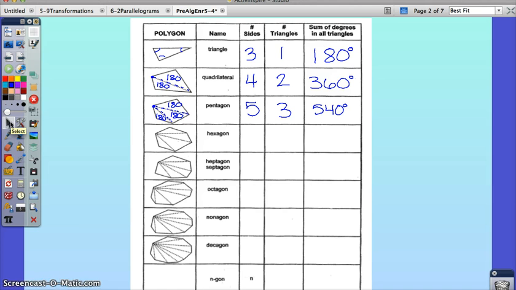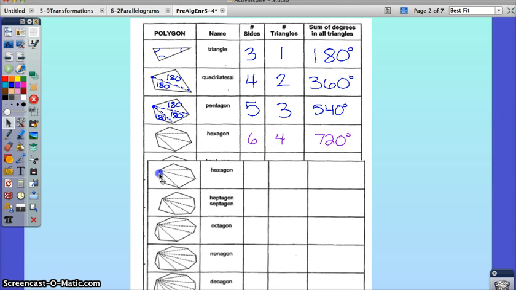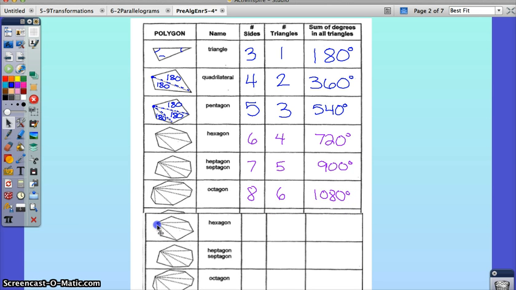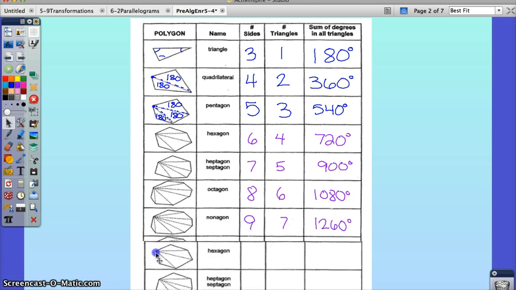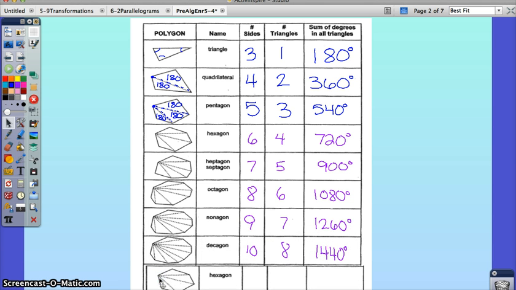So now that you've filled in the table, you can see that a hexagon has 720 degrees, a heptagon has 900 degrees, an octagon has 1080 degrees, a nonagon has 1260, and a decagon has 1440 degrees. Hopefully you notice a pattern. The number of sides continues to increase, and how does the number of triangles relate to the number of sides?